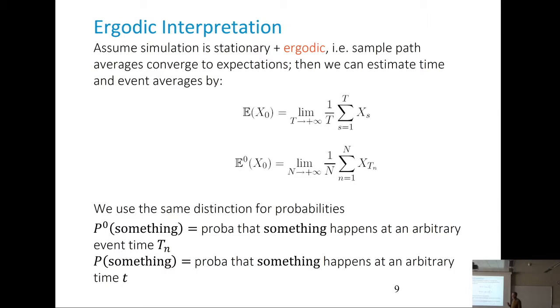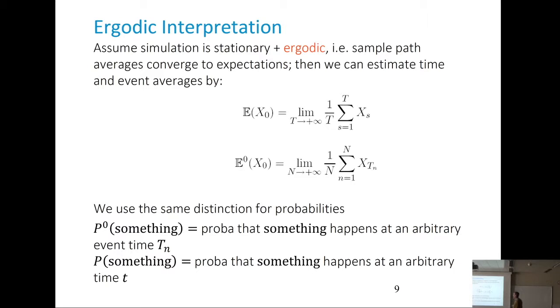And when we interpret things with simulations, we implicitly assume that we're testing a system that is ergodic. Then, in this interpretation, the expectation of x0, remember with this notation, x0 is the arbitrary point in time, so that's the time stationary average, and it's, in my simulation, the limit of the averages at every point in time.